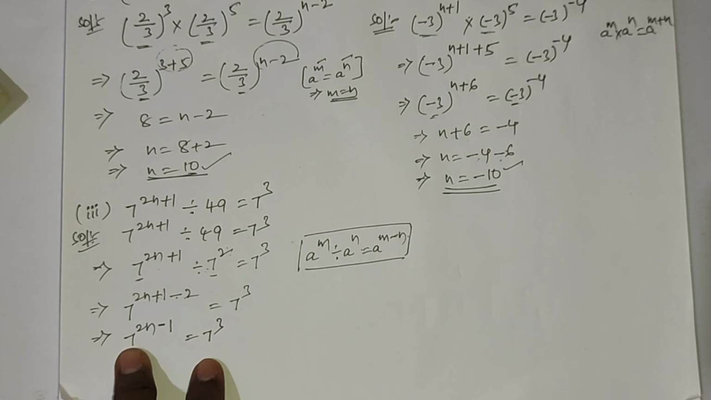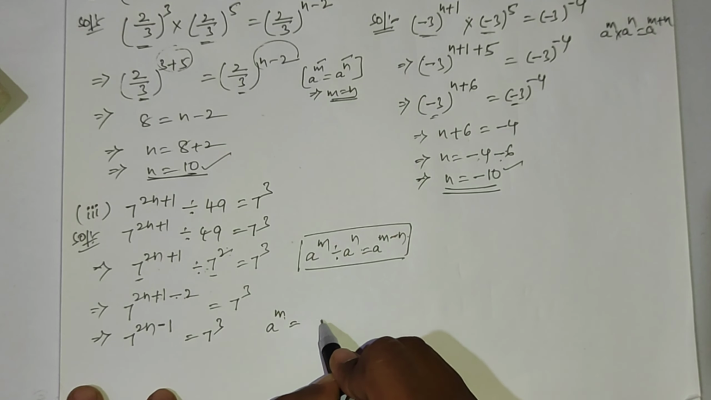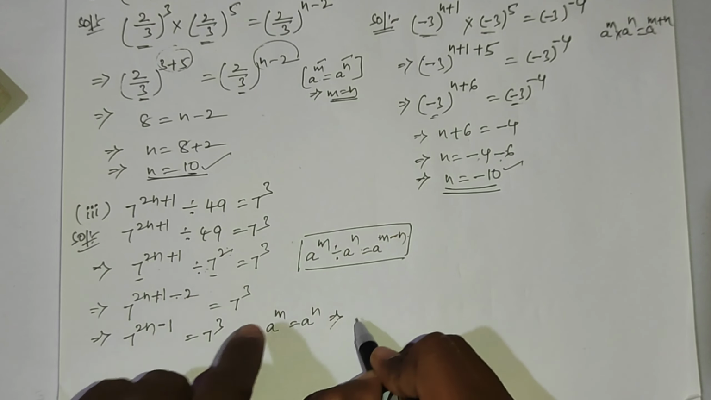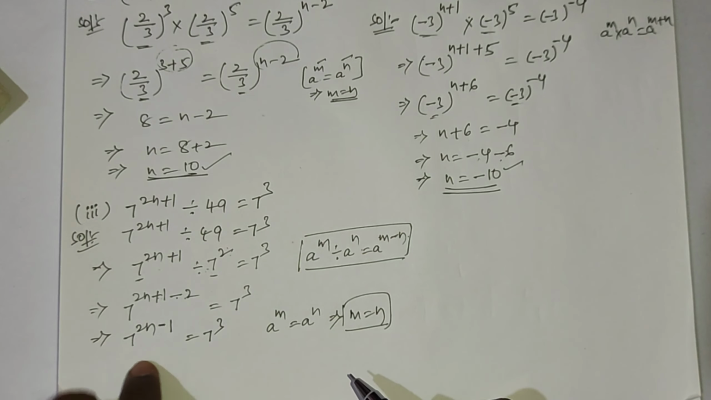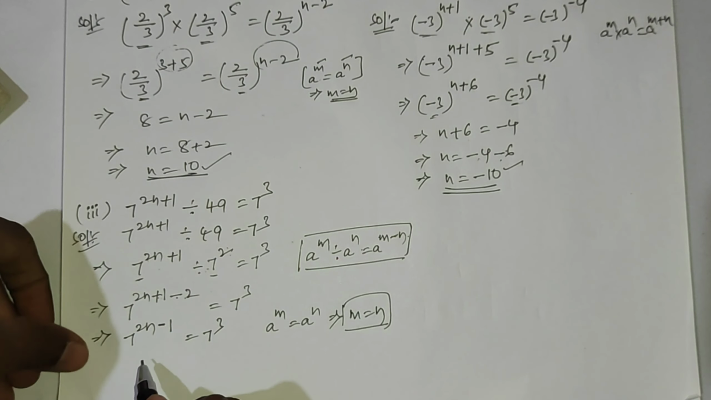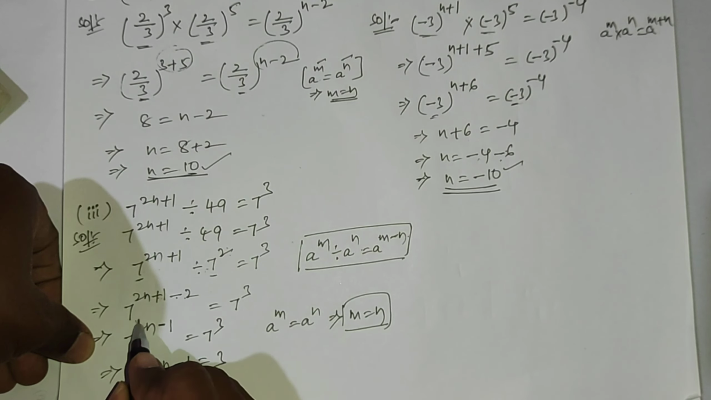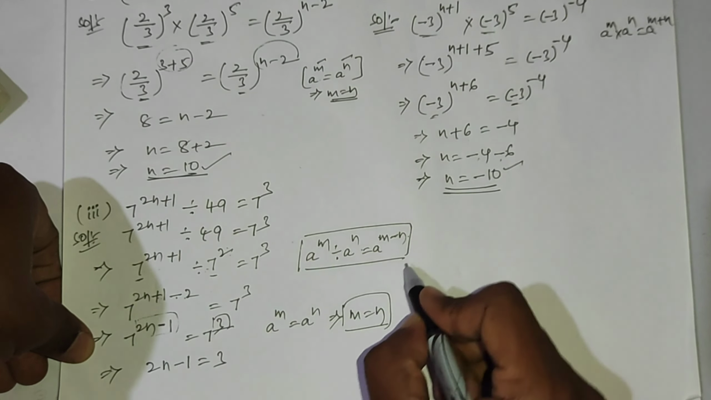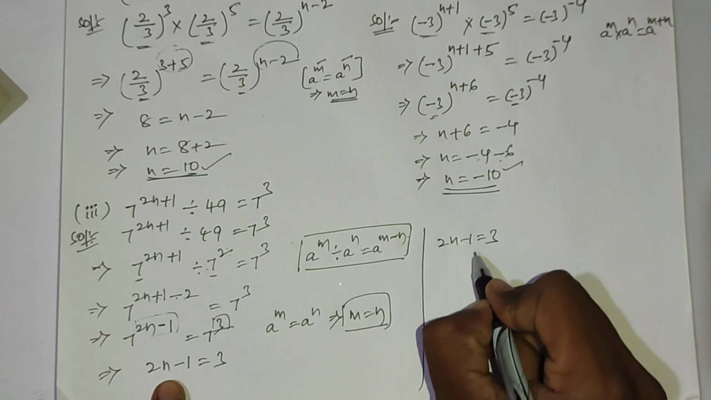Again here the bases are equal. So we know the formula: if a power m is equal to a to the power of n, we have to equate the exponents, nothing but m equals n. Bases are equal, so we have to equate the exponents. What will we get here? Then 2n minus 1 is equal to 3.